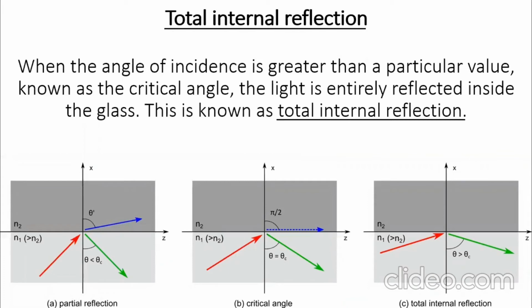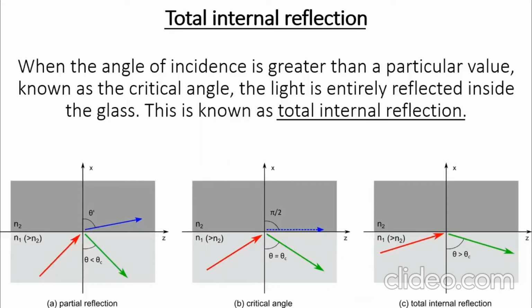Total internal reflection. When the angle of incidence is greater than a particular value known as the critical angle, the light is entirely reflected inside the glass. This is known as total internal reflection. In figure A, it is partially reflected because the angle of incidence is less than the critical angle, so some is reflected and some is refracted.